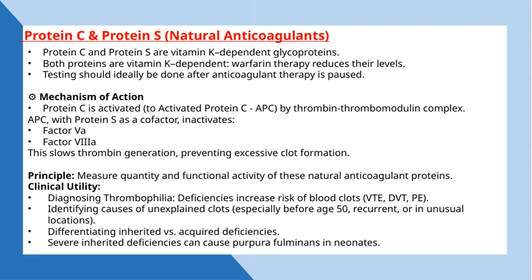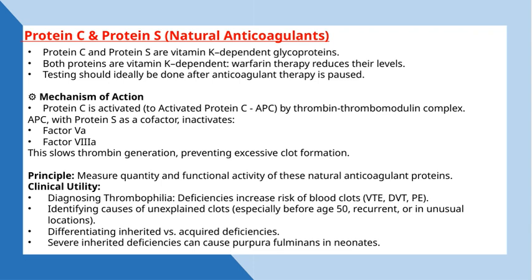Now, how do they work? Protein C gets activated when thrombin binds to the thrombomodulin complex on endothelial cells. Once activated, called activated protein C or APC, it works together with protein S, which acts as a cofactor.